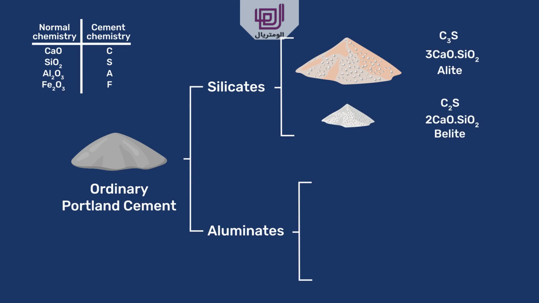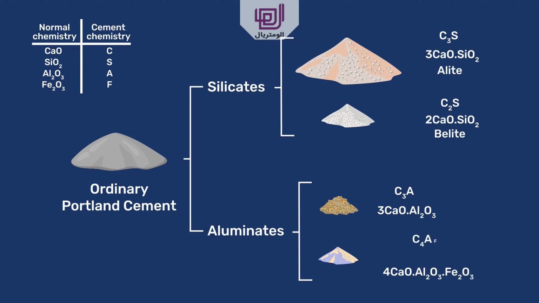The aluminate phases are tricalcium aluminate, 3CaO.Al2O3, noted C3A in cement chemistry. There is also a calcium aluminoferrite phase, 4CaO.Al2O3.Fe2O3, noted C4AF in cement chemistry, or better, C2(A,F), as it is a solid solution.